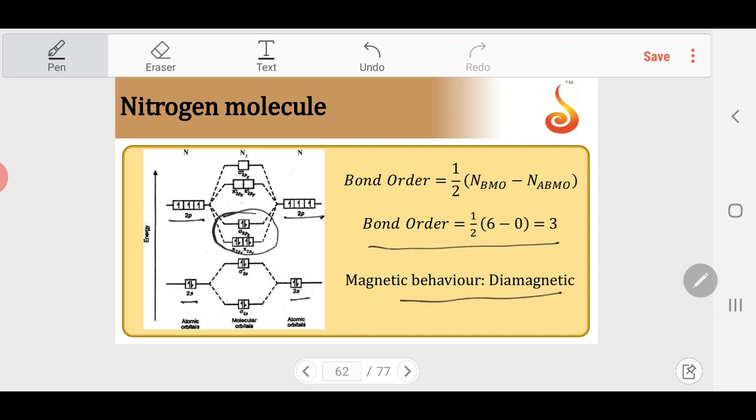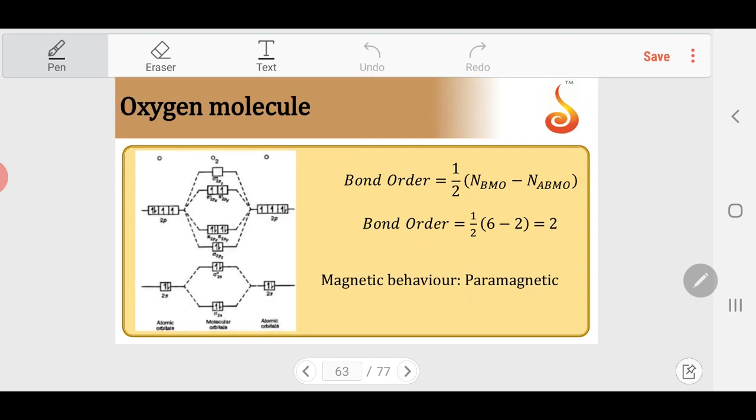The major drawback of valence bond theory was that it is unable to explain the paramagnetic nature of oxygen. That was explained by MOT. In case of oxygen, similarly, it has more than 14 electrons, so we have to follow the second diagram. Sigma 2pz is lower in energy and pi 2px, pi 2py will be higher in energy. If you fill the electrons, you get 2 unpaired electrons in the anti-bonding orbitals. So bond order is 2. Because of 2 unpaired electrons, the magnetic property becomes paramagnetic. So MOT successfully explains the paramagnetic behavior of the oxygen molecule.